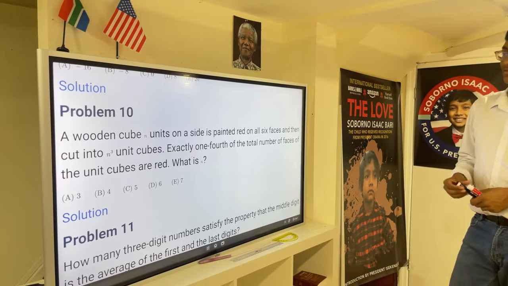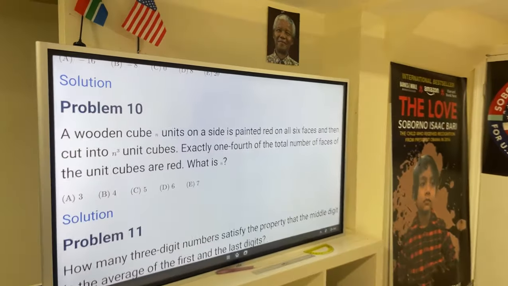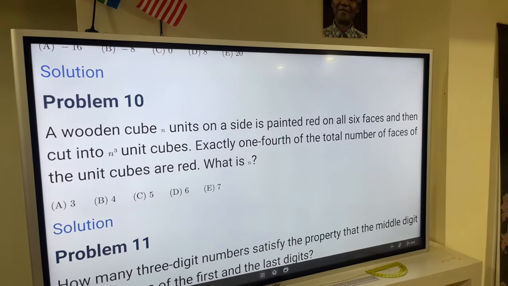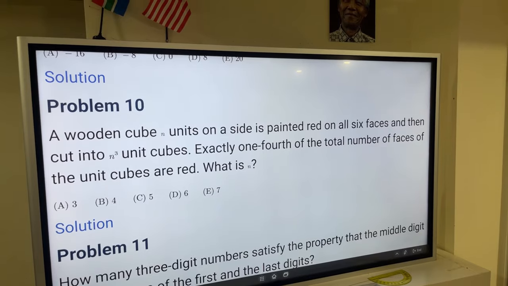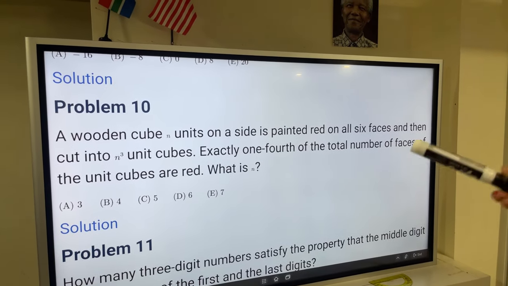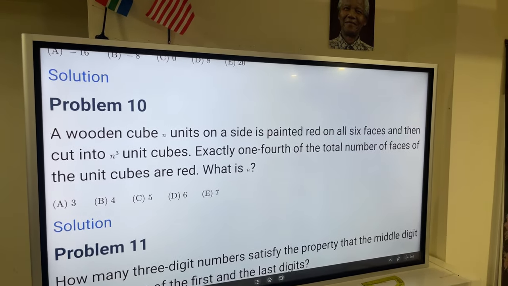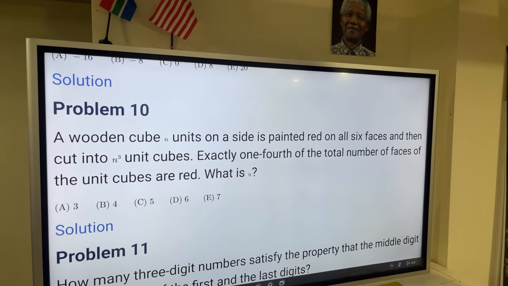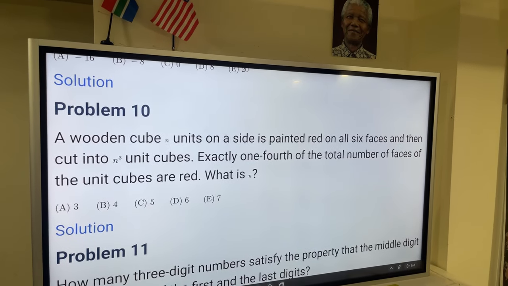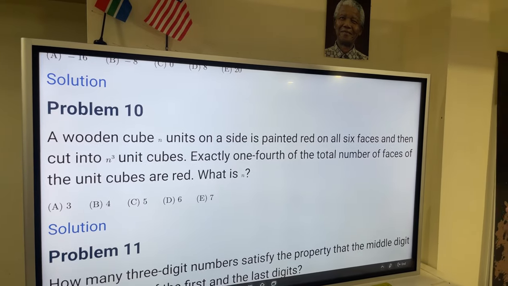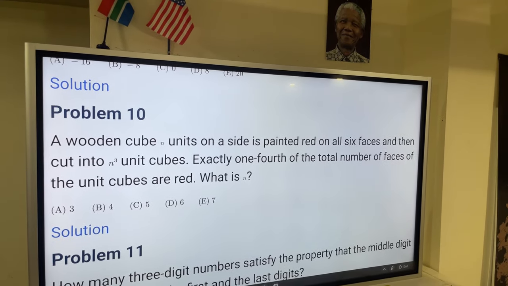Okay, read. A wooden cube, n units on a side, is painted red on all six faces, and then cut into n cubed unit cubes. Exactly 1/4 of the total number of faces of the unit cubes are red. What is n? You have 3 minutes. Go!